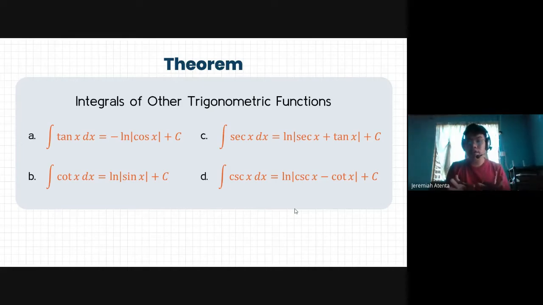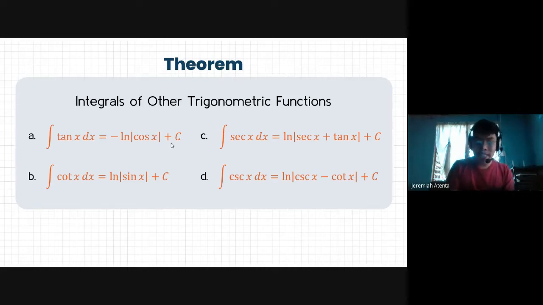I will no longer derive this one. You can search this on YouTube or any platform. There is a lot on Google. So we have here the integral of tangent x dx, that is equal to negative of ln cosine of x plus c. Always write plus c. So this is the formula for tangent.